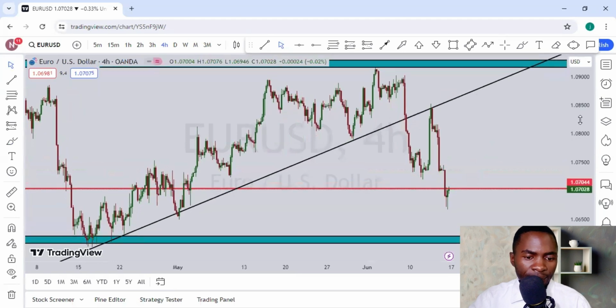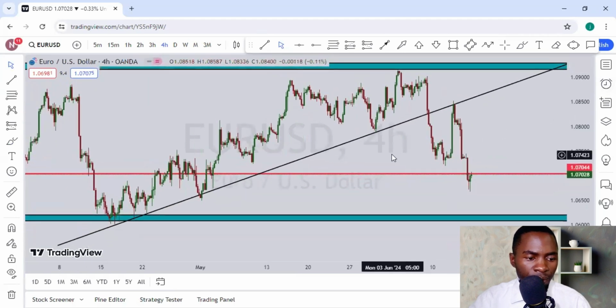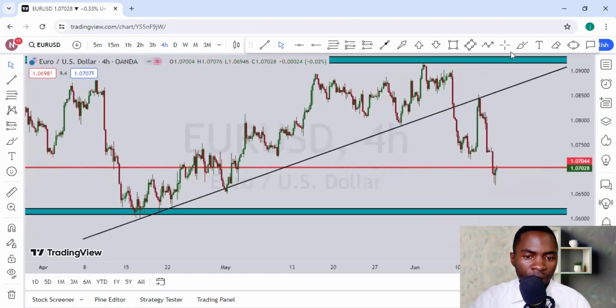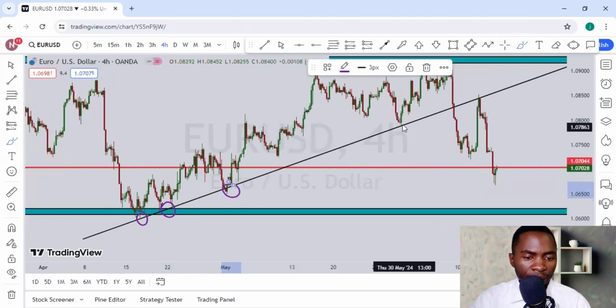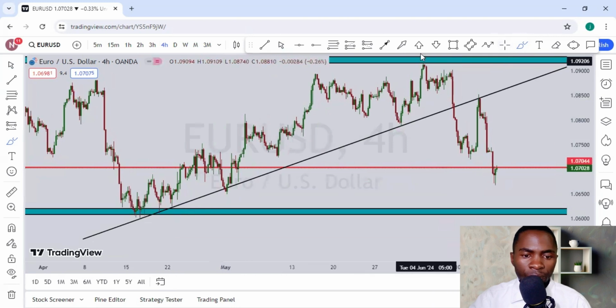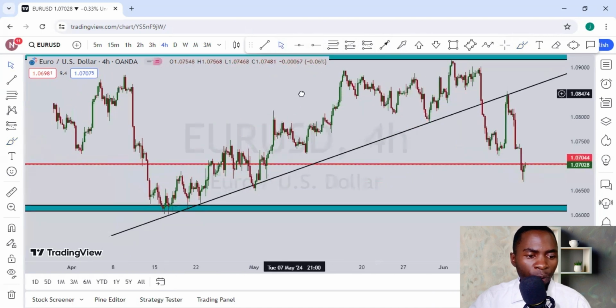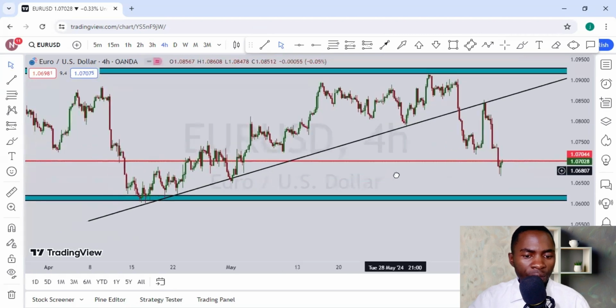Now you can see here very clearly the trend line. You can see the market respected here, respected here, respected here, respected also here, and it broke here. So that confirmed that the market has broken our trend line.